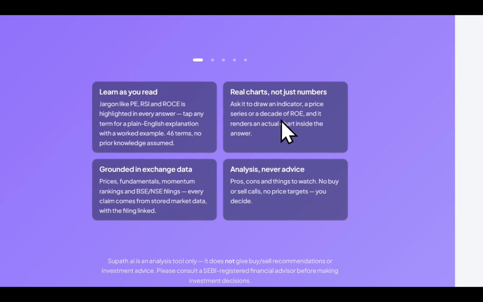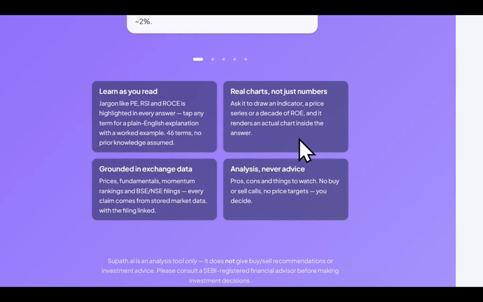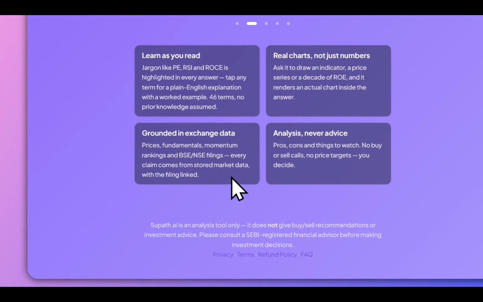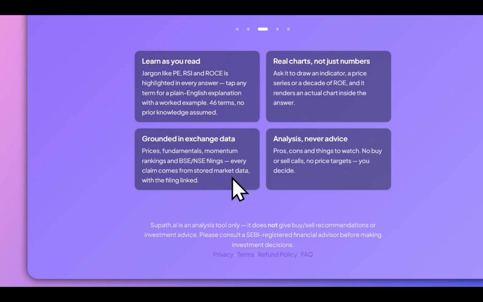It draws real charts, not just numbers. Ask for an indicator, a price series, or a decade of returns, and it renders an actual chart inside the answer. Everything is grounded in exchange data. Prices, fundamentals, momentum rankings, and BSE and NSE filings. Every claim comes from stored market data with the filing linked.